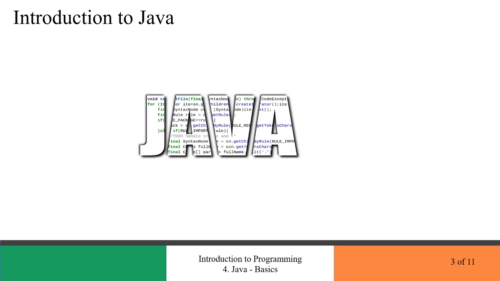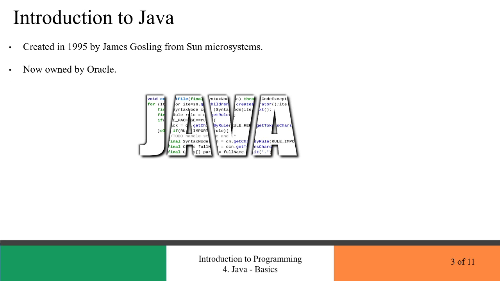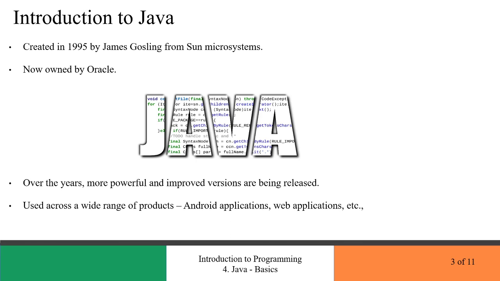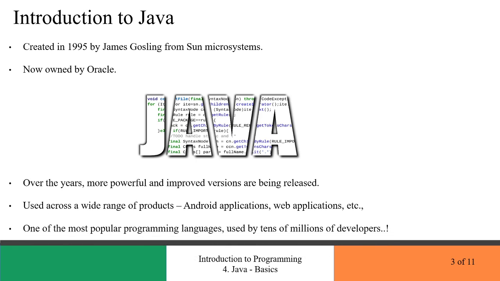Java has been in use for more than 20 years now. Java was created in the year 1995 by James Gosling from Sun Microsystems and is now owned by Oracle. Over the years, more powerful and improved versions of Java are being released. Java is used across a wide range of products, Android, web applications, and so on. Java is one of the most popular programming languages and is used by tens of millions of developers.